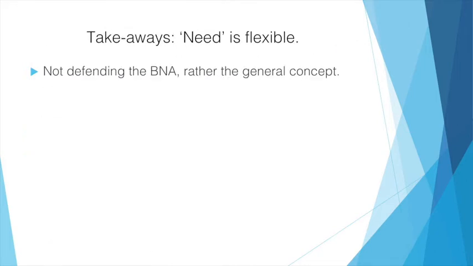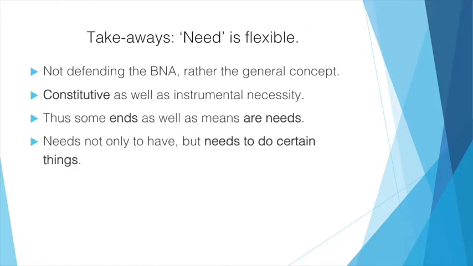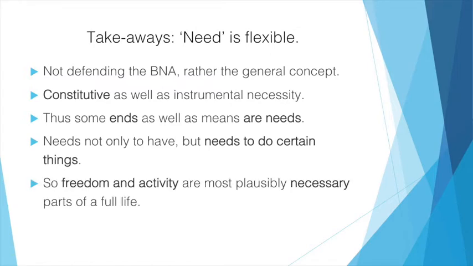I haven't been trying to defend the basic needs approach to development as such, or basic needs as conceived within it, but rather to illustrate the flexibility of the concept of need. What the discussion demonstrates is that instrumental needs are not the only kinds. Some needs are constitutive of a good life. We can have needs not only to have goods and possessions, but also needs to do certain things. And plausibly, freedom and activity are necessary parts of a full life. So the first and second of Sen's criticisms miss their target.